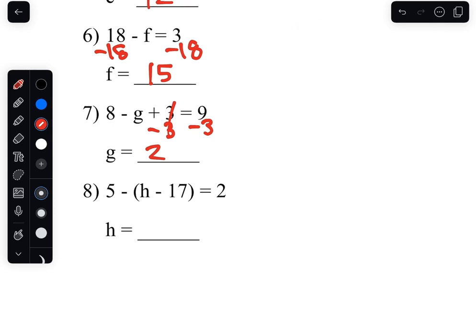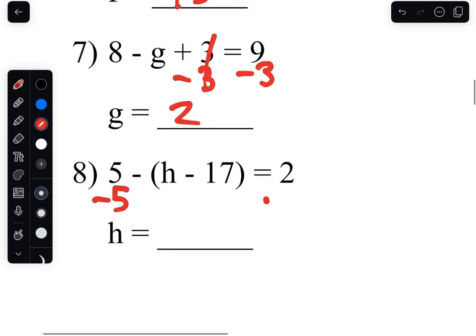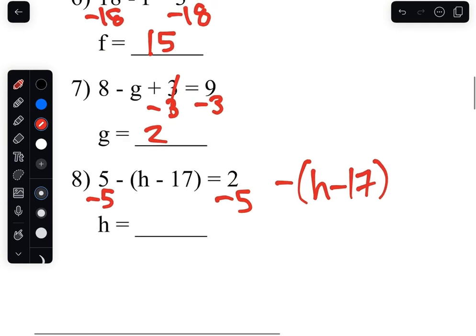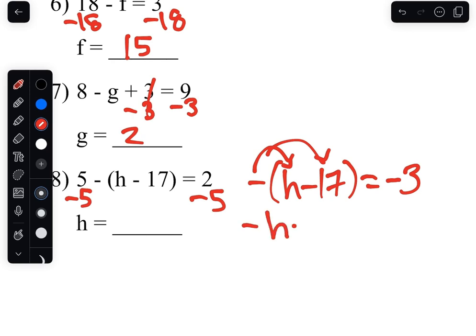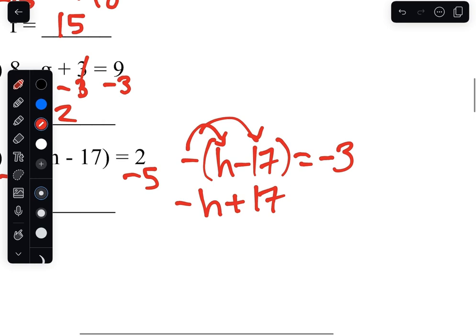Number 8, 5 minus h minus 17 is equal to 2. So first subtract 5 from both sides, and then we're left with negative parentheses h minus 17 parentheses is equal to 2 minus 5, which is -3. We distribute the negative to both values, which leaves us with negative h plus 17, because a negative times a negative is equal to a positive, equals -3.